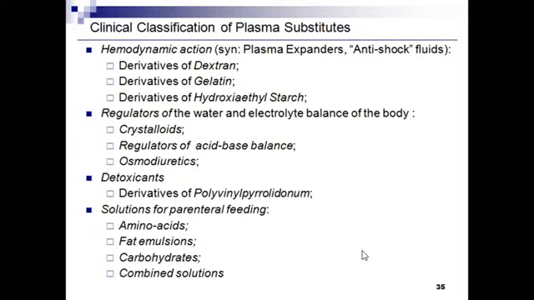Second clinical group, regulators of the water and electrolyte balance of the body. It involves crystalloids, regulators of acid-base balance, and osmodiuretics. Third group is detoxicants, various derivatives of polyvinylpyrrolidone. Fourth group, solutions for parenteral nutrition: amino acids, fat emulsions, carbohydrates, or combined solutions.